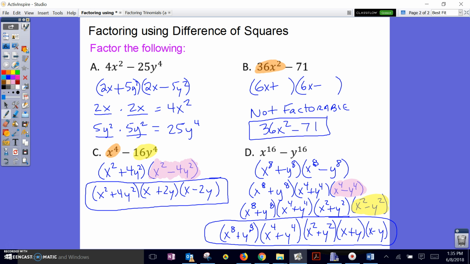So you always have to be on the lookout after you've used your factoring technique one time. Is there still a factor that could be broken down even more using that technique? That's something to definitely keep in mind as we're approaching these factoring problems.